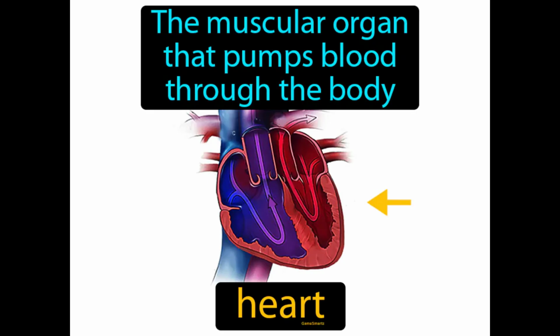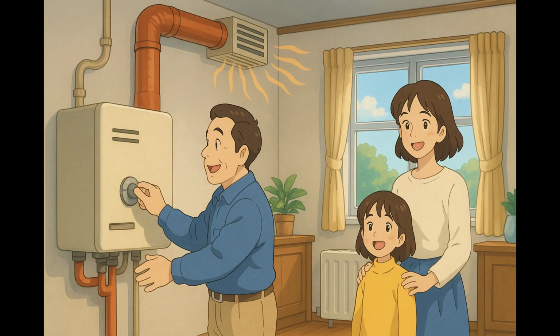The muscular organ that pumps blood through the body. Heart. The heart is a powerful muscle that circulates blood, providing oxygen and nutrients to all parts of the body. Imagine trying to keep all the rooms in your house warm during a chilly winter day.